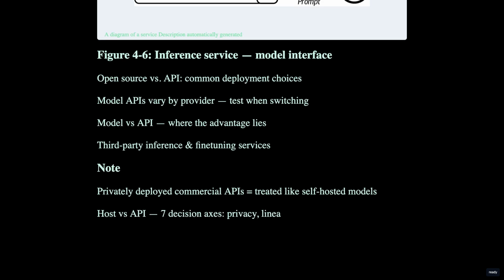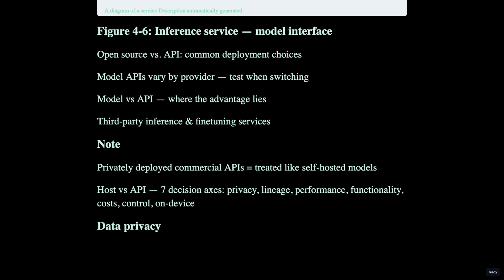Whether you host a model yourself or use a model API depends on your current use case, and that use case can change over time. Evaluate seven axes: data privacy, who can access inputs and outputs, data lineage, traceability and auditing; performance, latency, throughput; functionality, features and customization; costs, infrastructure versus API pricing; control, security, updates, governance; and on-device deployment, offline or edge requirements.